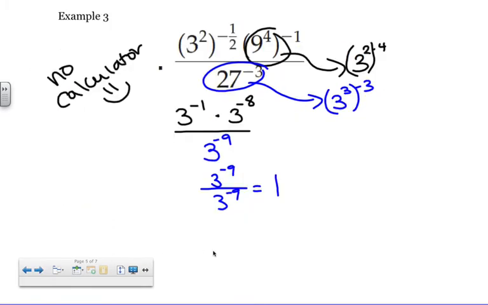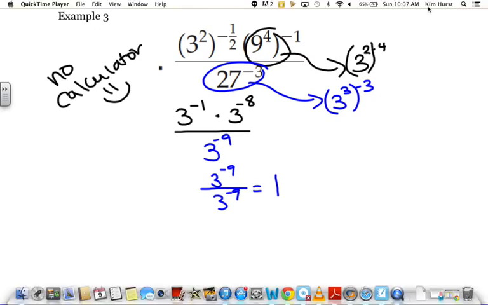Okay, example 3. No calculator. I want you to do this without a calculator. So how can we do this problem with no calculator? The very first thing we're going to do is simplify our expressions so that we have the same base. That's usually the easiest way to do this. So first of all, I did a side thing here. I did 3 squared times 4, because 9 is 3 squared, to the 4th power. And here I did 3 to the 3rd to the negative 3.